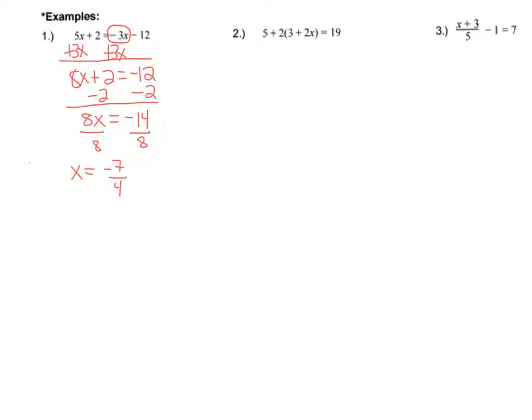We will be keeping things exact like that most of the time in Algebra 2. We'll be using fractions the vast majority of the time. If you really want to take it to a decimal, you can. It's negative 1.75. But again, fractions are preferred for this course.